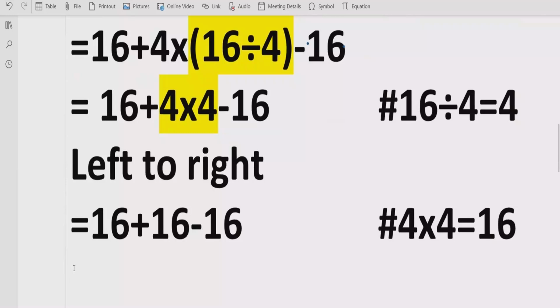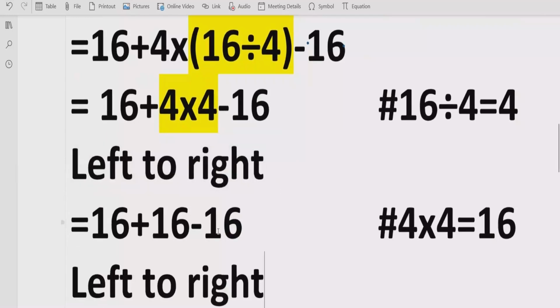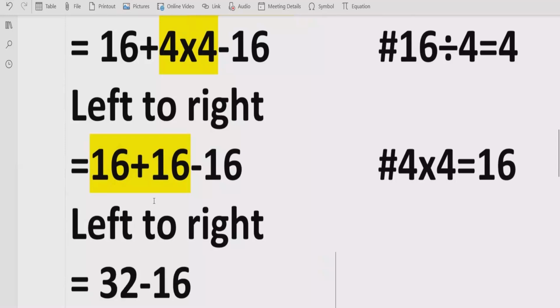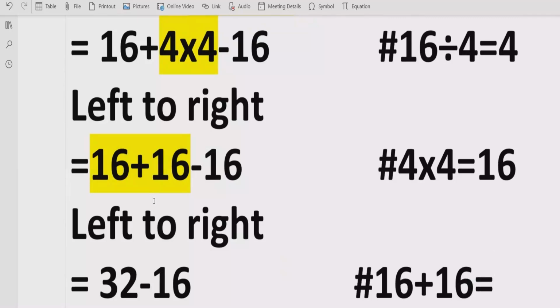Now move forward. Again, we have to go left to right. Now we see we do not have any division or multiplication, so now we will solve addition. This one, 16 plus 16, is equal to 32. And minus 16 we will write as it is. And here we give the reference: 16 plus 16 equals 32.